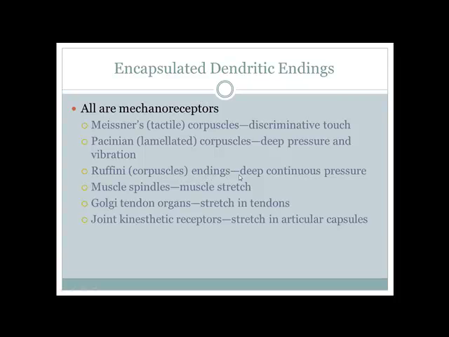Ruffini's, these are more endings than corpuscles. These will be a deep continuous pressure. So if somebody's poking at you and they're holding their finger, they're not pulling it away. Muscle spindles will tell you the amount of stretch or tension in a muscle. Golgi tendon organs will do the same thing, except it'll be in the tendons. And then joint kinesthetic receptors. These guys are going to be in your joint capsule, so you'll know how much motion is going on in a joint. You can know, is your arm bent 90 degrees, or is it bent 45 degrees, or is it at 180 degrees?